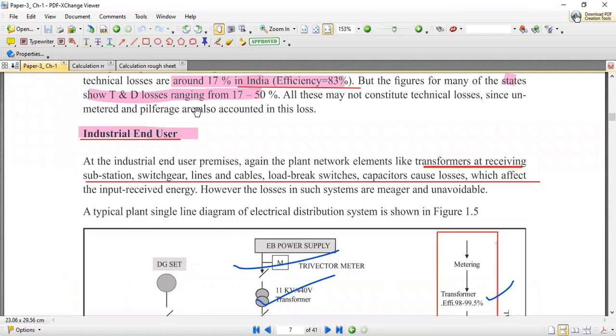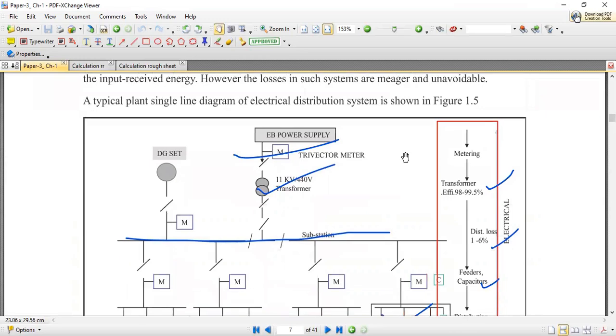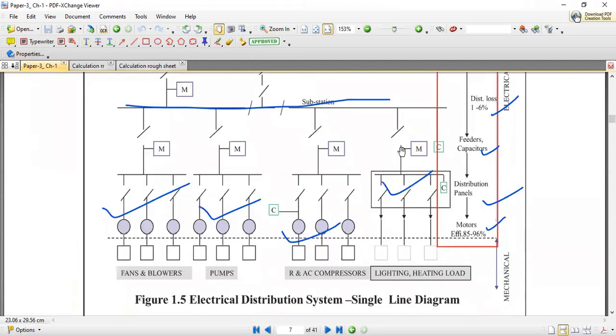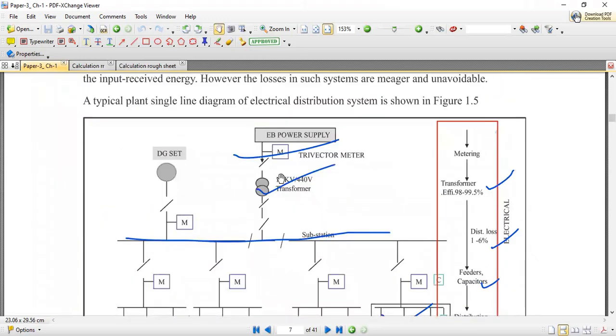Next, industrial end user. As industrial, what does industrial mean? Distribution transformers available, HT transformer, then switchgear, and motors and fan and everything available, capacitor bank, everything available is industrial. Okay, what are the losses? They also say calculate the losses. It's a transformer, some losses available, 1%.